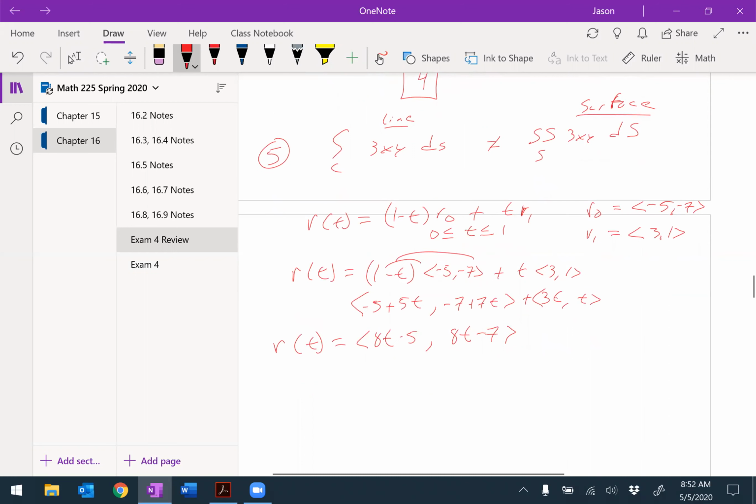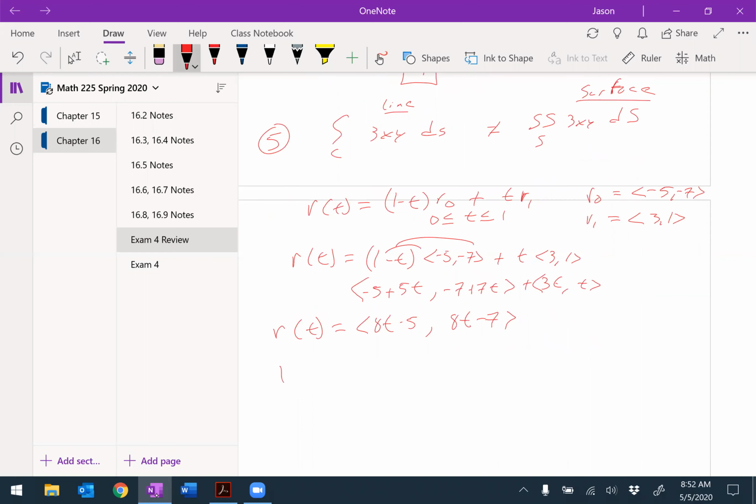And so now we want to know, what's the work done? So this is the line integral. What's t going to go from? Well, I'll just write it like this first. F dot dr, sorry, it's not F dot dr. It's 3xy ds, right?